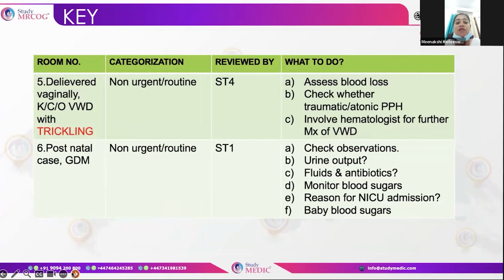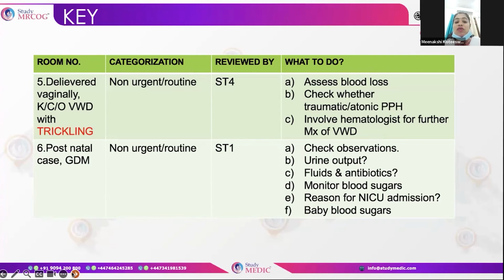And then the fifth room was the known case of von Willebrand's disease. Since this is a bleeding disorder, it could also be converted into a PPH case. For this scenario, she just had a trickling, but sometimes it could turn into a PPH. So such tricky words need to be picked up. Once you're busy with your urgent room, just send your ST3 or ST4 to assess the blood loss, and based on that, we can move accordingly. And of course, since she's von Willebrand, we'll have to take the help of hematologists for monitoring of the levels postnatally.